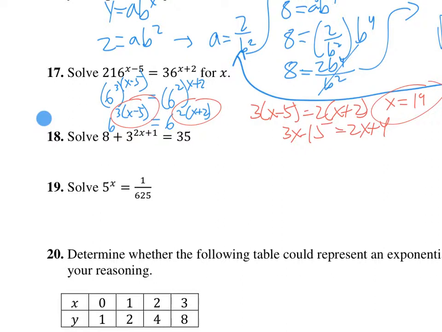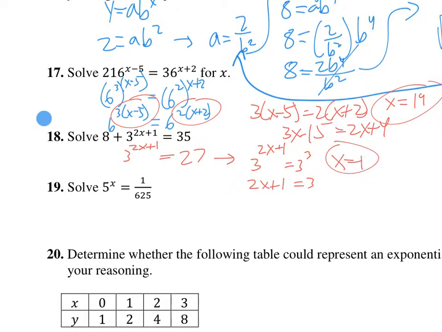Over here, you want to subtract 8 from both sides first. We get 3 to the 2x plus 1 equals 27. We can rewrite this 27 as 3 to the 3rd power. And so now we know that 2x plus 1 equals 3. Subtract 1, divide by 2, we see that x equals 1.